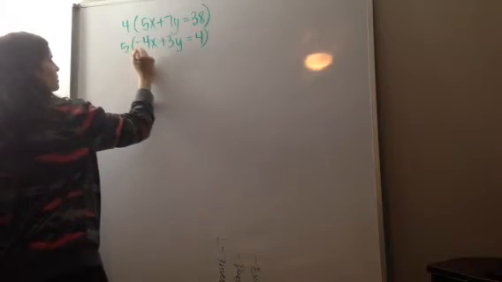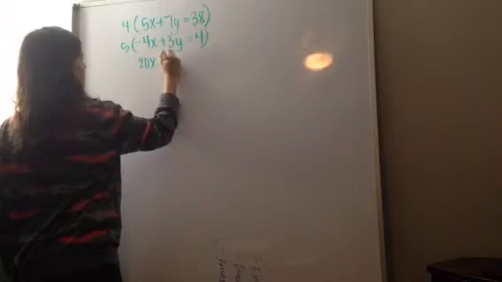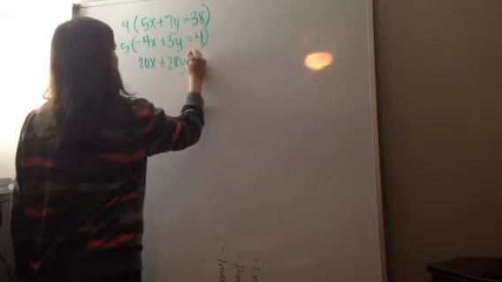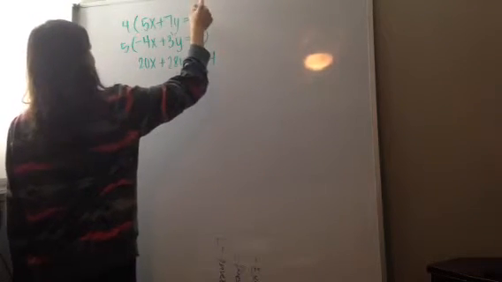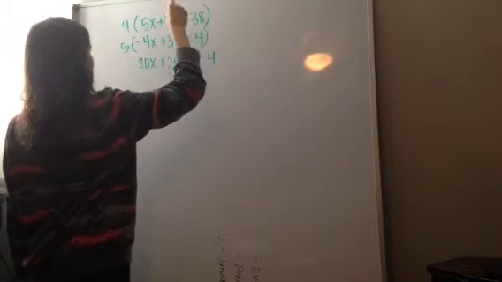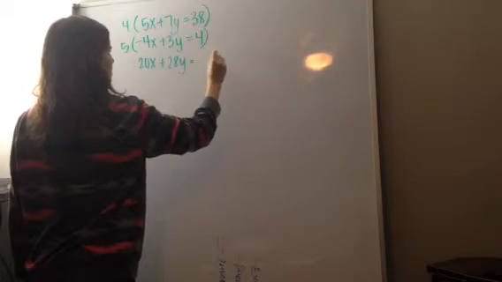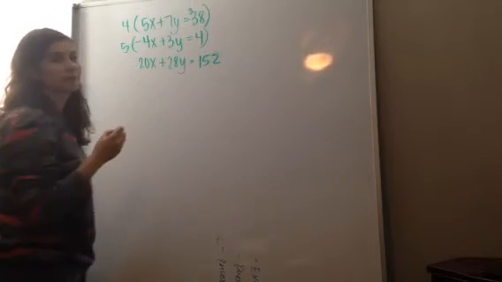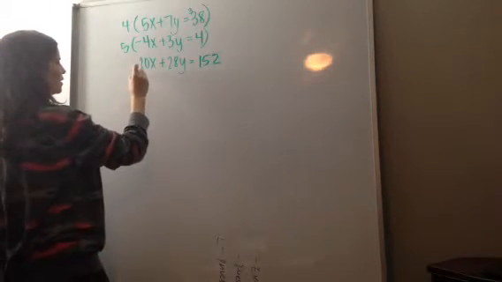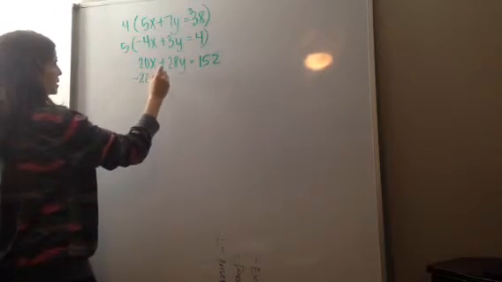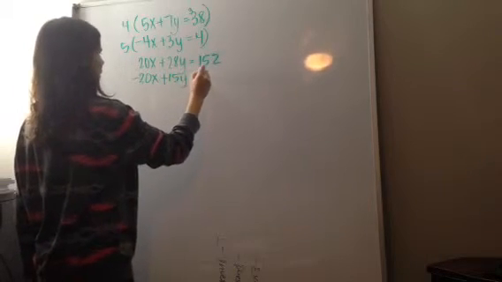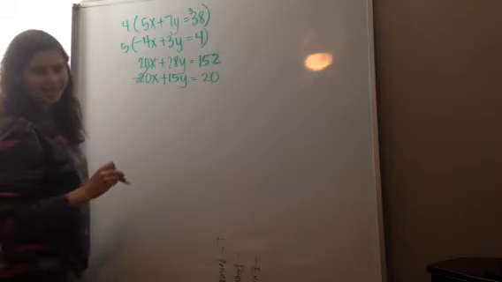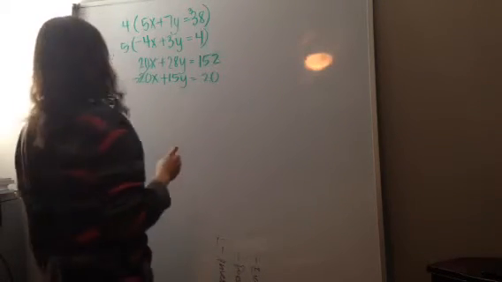Okay, so 4 times 5 is 20x plus 28y. Okay, and then 8 times 4, I just went mind blank. 8 times 4, whoops, that's 32. 7 times 4 is 28 plus 3 is 152, hmm, I hope that's right. Okay, and then multiplying by 5, -20x plus 15y equals 20. Okay, so those go away. Boy, I came up with really big numbers for this one.